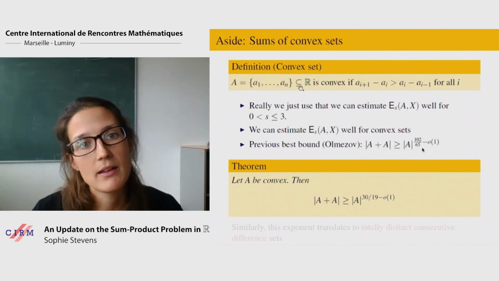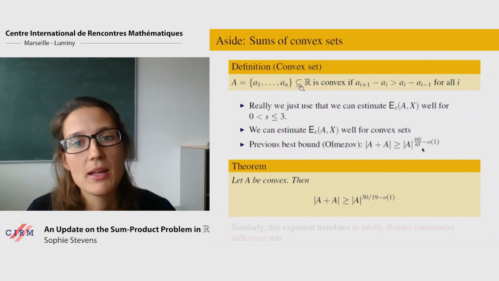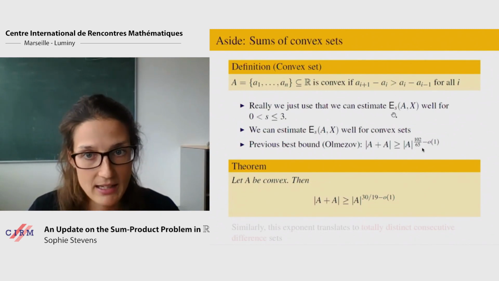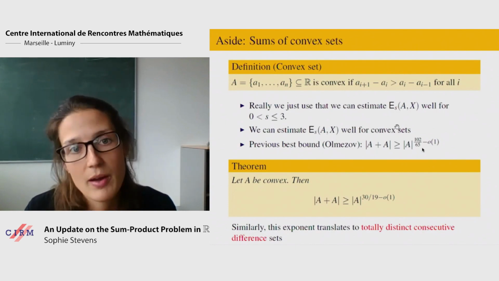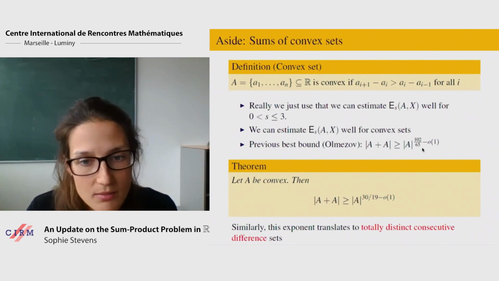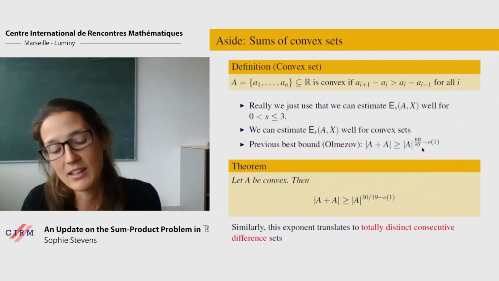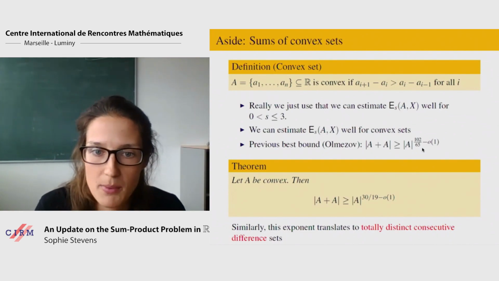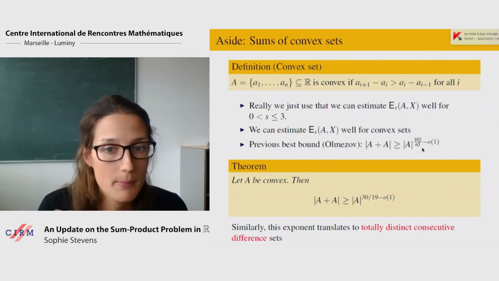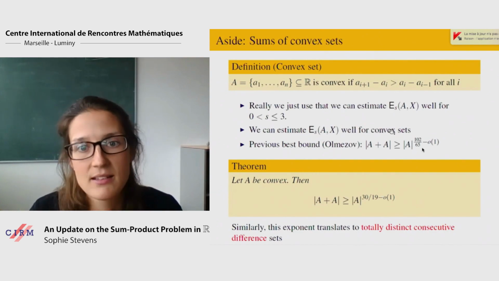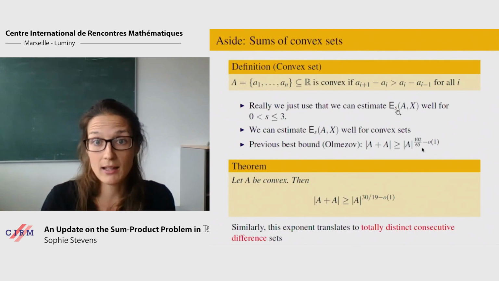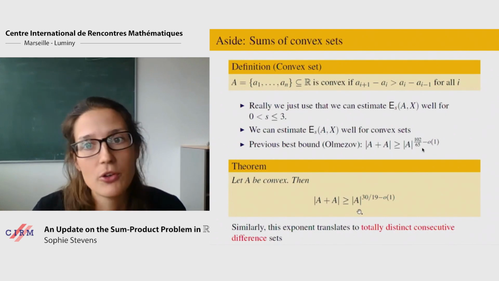So convex families are one such family for which we can estimate the additive energy very well. And let me just say that there's another family for which we can do this, which is called totally distinct consecutive different sets, which was introduced in Cirm. And again, for this family of sets, we can estimate the energy well, and so we have the same exponent.